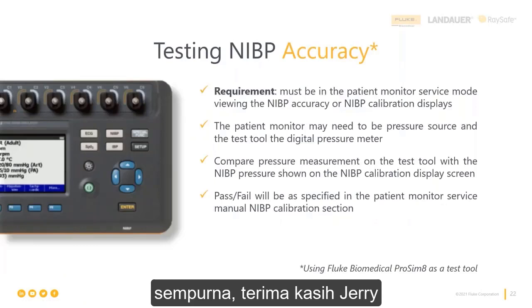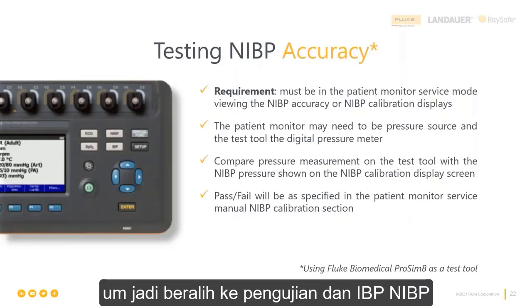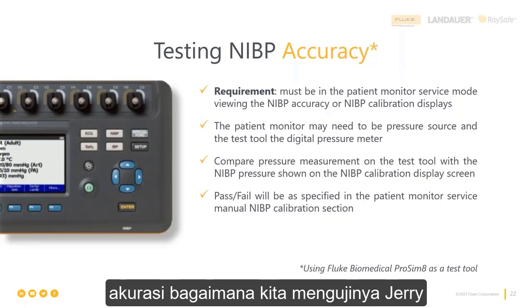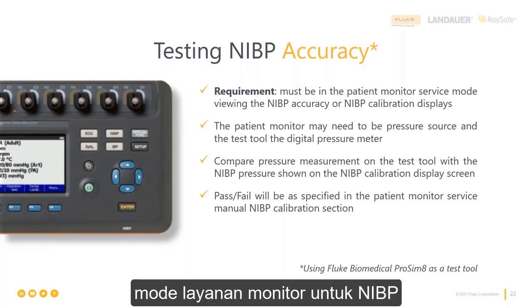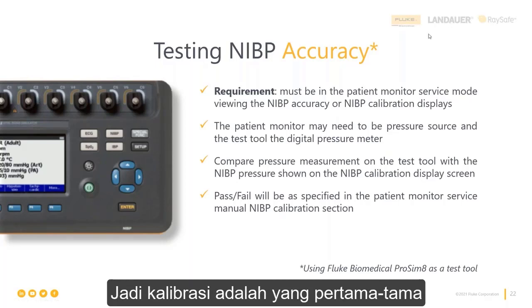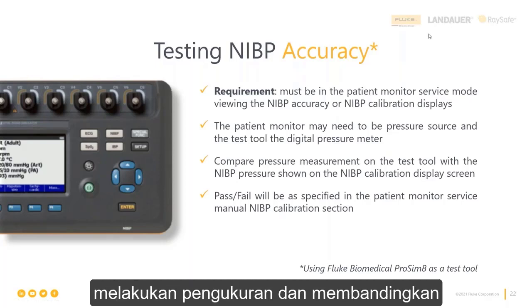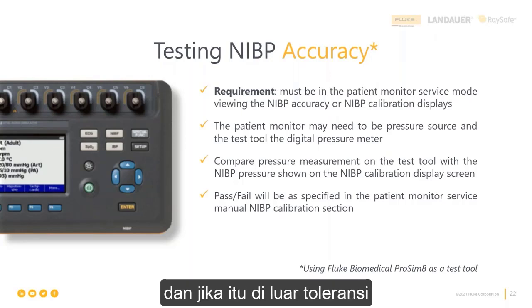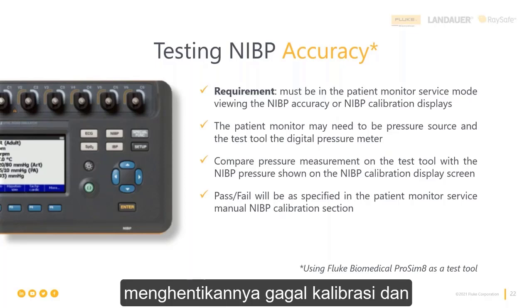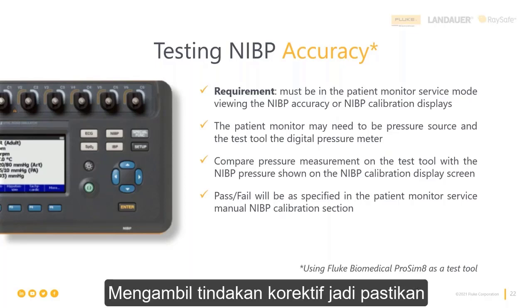Perfect, thanks, Jerry. So moving on to testing NIBP accuracy. How do we test it, Jerry? All right, so we must be in the patient monitor service mode for NIBP and for calibrating that system. So calibration is, first of all, making the measurement and comparing against the tolerances, that is the plus and minus values. And if it's out of tolerance, it stops, it failed the calibration, and then you got to do something. You got to take a corrective action.